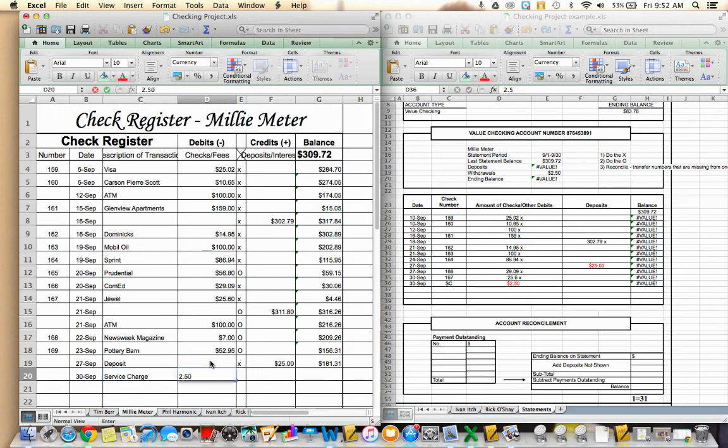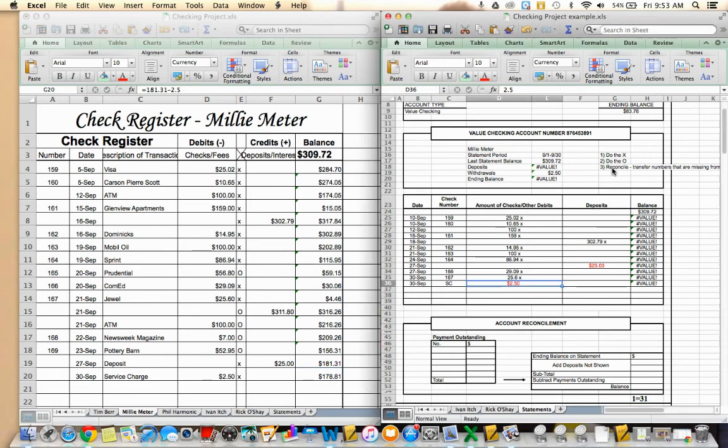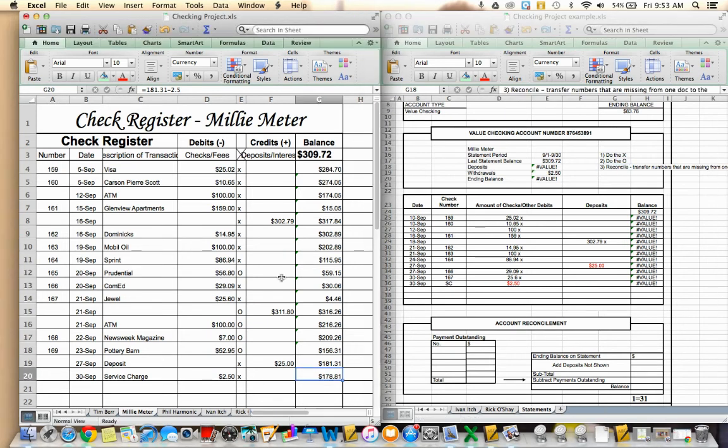It was a deduction out of her account, so it goes in the debit column. I'm going to put an X here, and I'm again going to recalculate 181.31 in my calculator minus $2.50, and so the new balance is 178.81. You have completed this third step halfway. You have transferred.